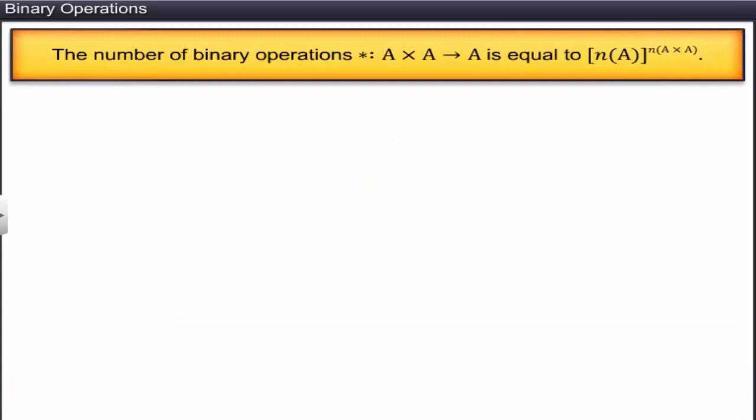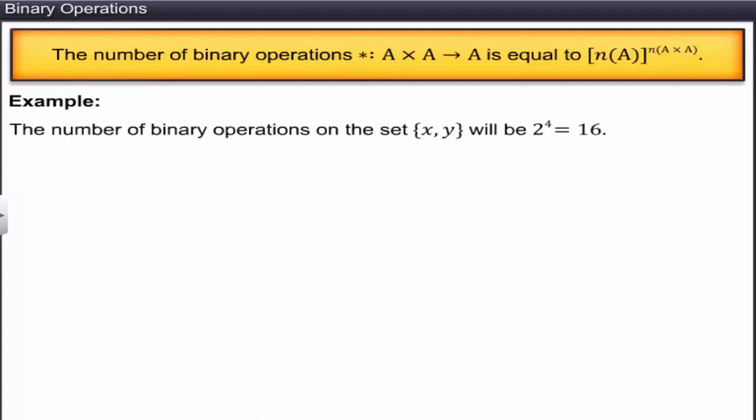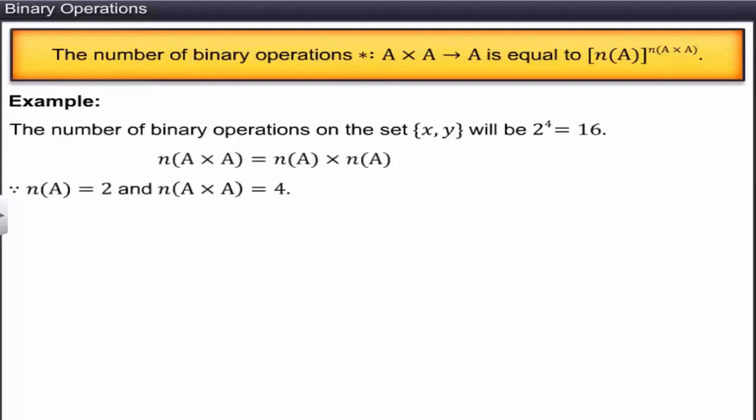The number of binary operations on a set A is equal to the number of elements in set A, raised to the power of the number of elements in the Cartesian product of A. For example, the number of binary operations on a set with 2 elements is 2 raised to the power of 4, which is equal to 16. This is because the number of elements in the Cartesian product of a set with 2 elements is given by 2 into 2, that is 4. Therefore, we have 2 raised to the power of 4.